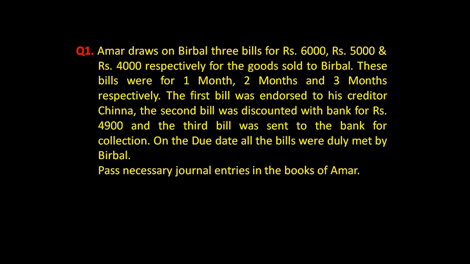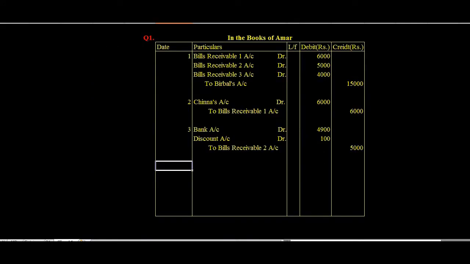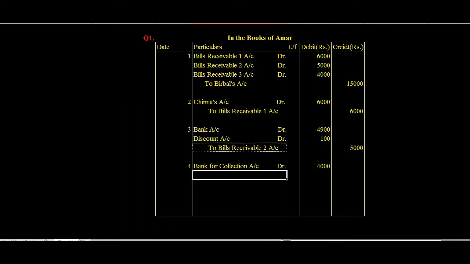The third bill was sent to bank for collection. Now it's a very simple entry because bank for collection is the receiver, so bank for collection account will have to be debited. The amount of the bill is 4,000, and then what's happening? Our bill is going out, but this time it is bill receivable 3 which is going out.